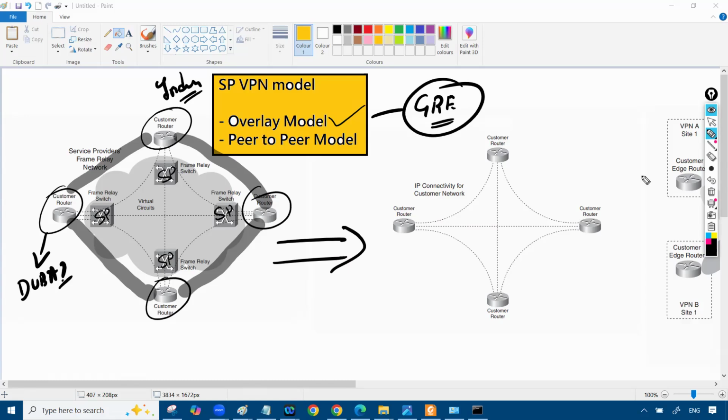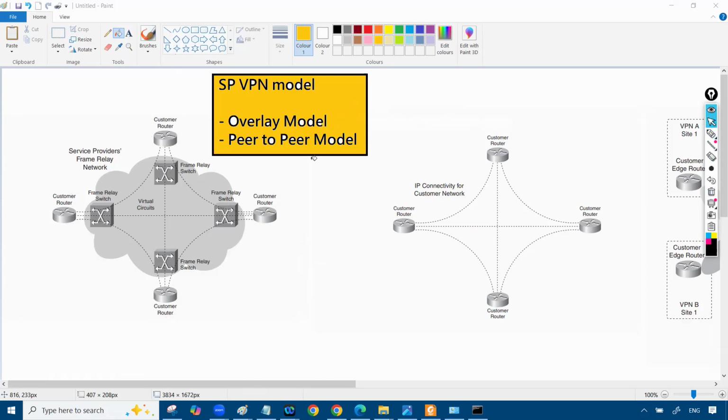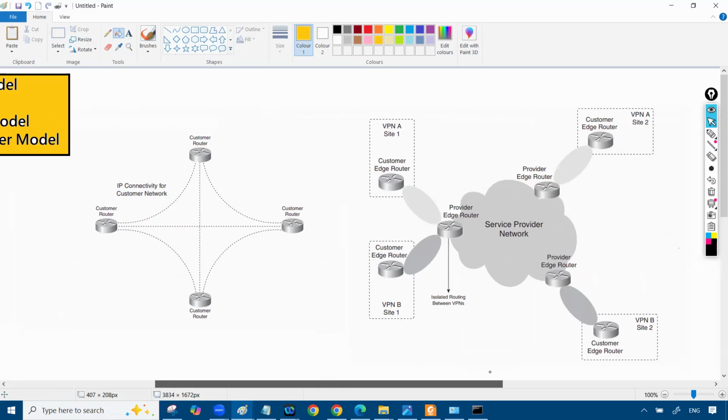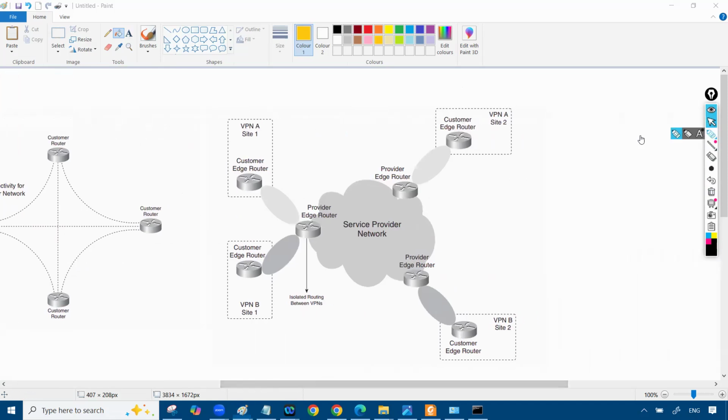In comparison, we have a peer-to-peer model as well. In the peer-to-peer model, the customer makes a peering connection with the provider edge. So we have routing peering connectivity with the provider edge. Same thing, this customer makes a routing connection with the provider edge, and this customer also makes a routing connection with the provider edge, and the same way on this side as well. So we have a routing neighborship over here, and we have a routing neighborship over here.